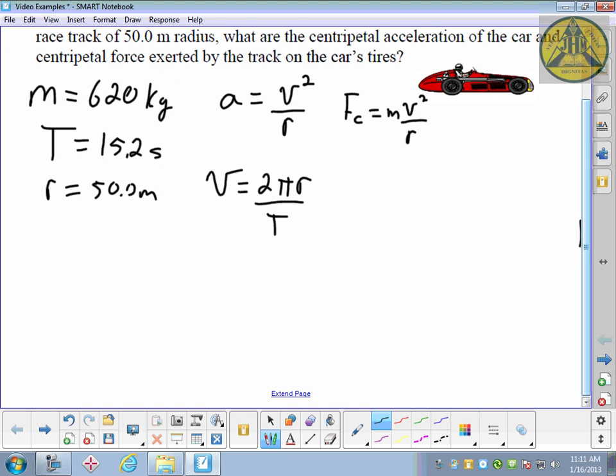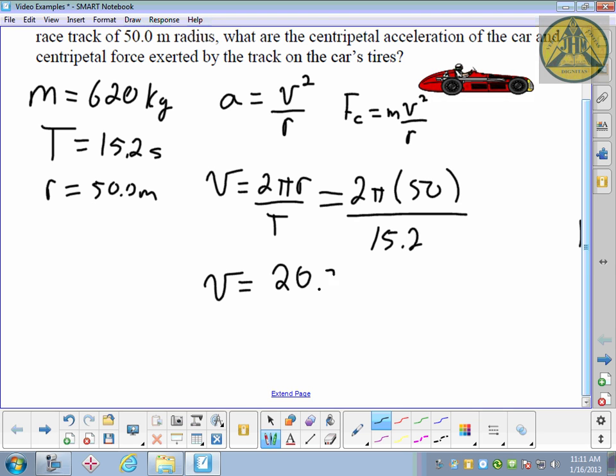We'll calculate velocity. V equals 2 pi r, 2 pi times radius of 50, period of 15.2. Velocity comes out to be, let's calculate that, 2 times pi times 50 divided by 15.2. That gives us a velocity of 20.7 meters per second. So now with the velocity, I can figure out both acceleration and centripetal force.